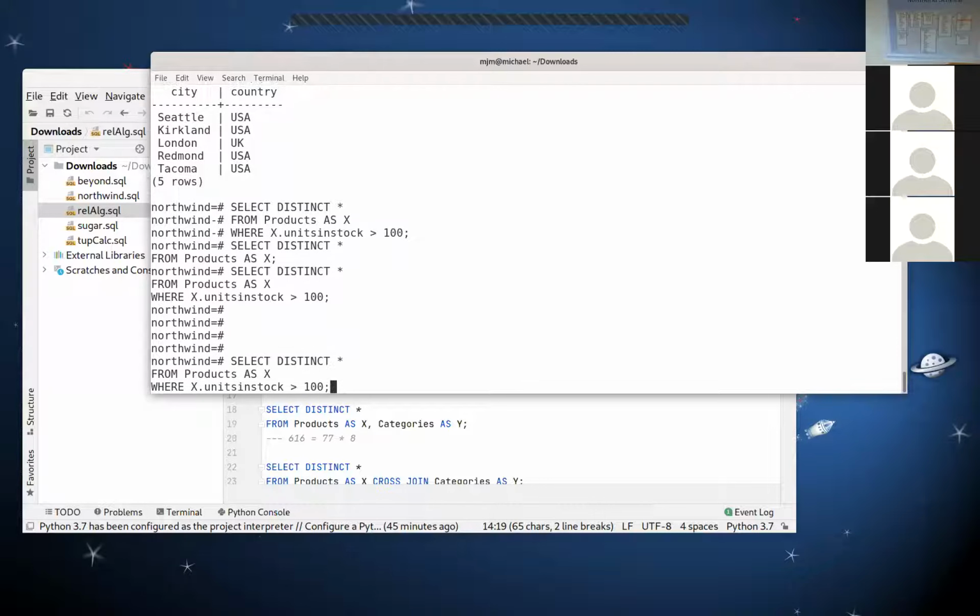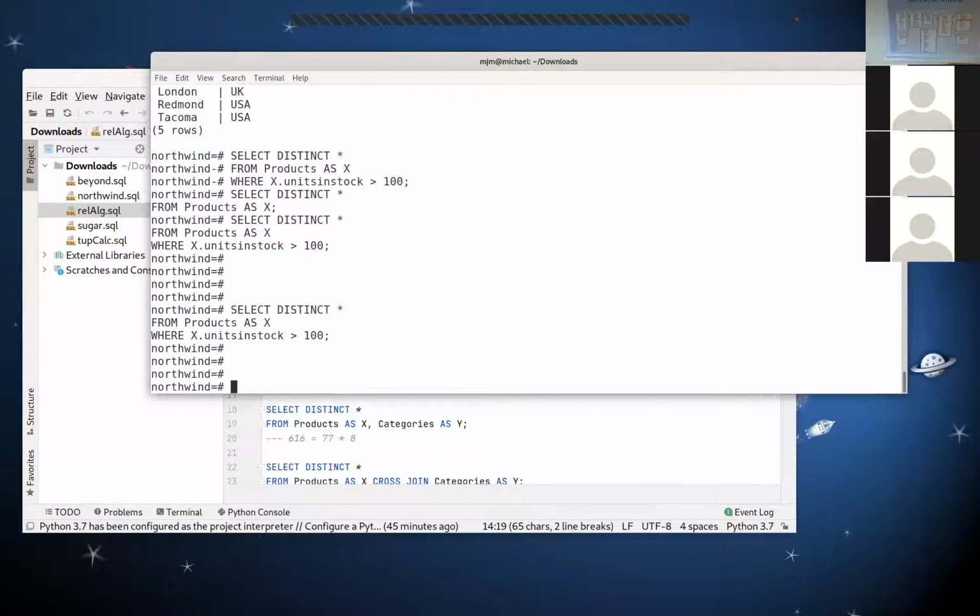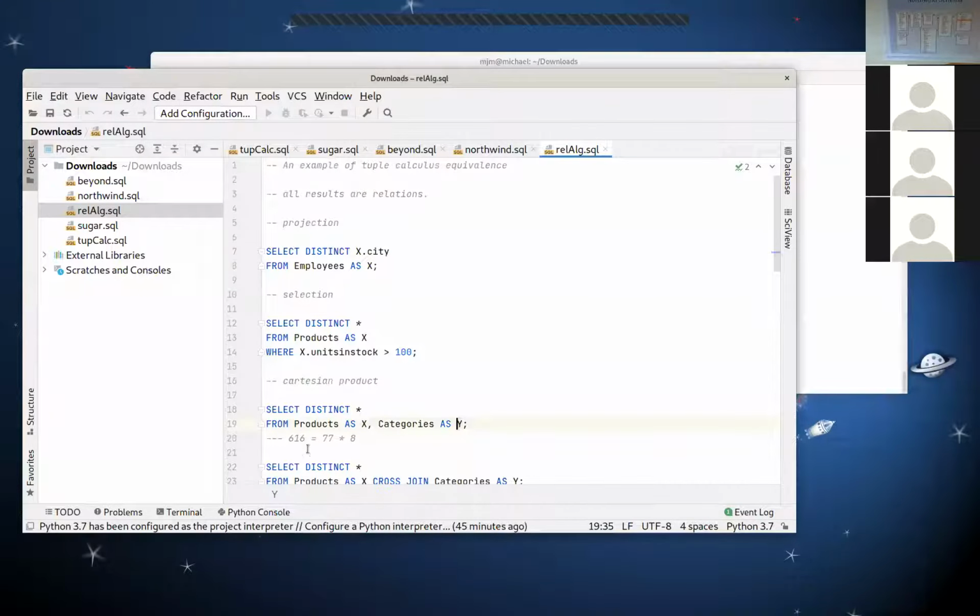This is showing, again, that this is equivalent to a relational algebra selection. All right, so what's next? What's the next one after selection? We have the Cartesian product.